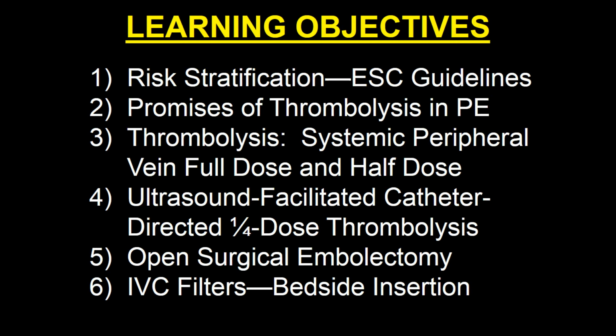And the learning objectives are risk stratification of patients with pulmonary embolism, focusing on the European Society of Cardiology guidelines, the promises that have been made about thrombolysis in pulmonary embolism, administration of thrombolysis through systemic peripheral veins at a full dose of 100 milligrams over 2 hours, or at a half dose at 50 milligrams over 2 hours, ultrasound facilitated catheter-directed quarter dose thrombolysis at 24 milligrams over 12 hours, open surgical pulmonary embolectomy, and finally bedside insertion of inferior vena cava filters without the need for radiographic imaging.